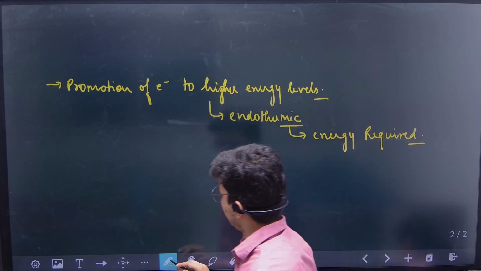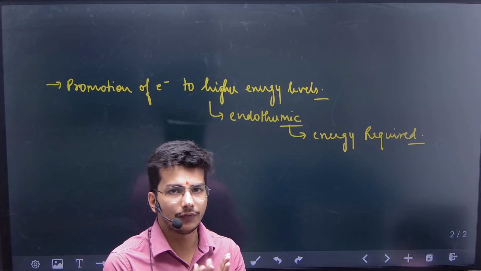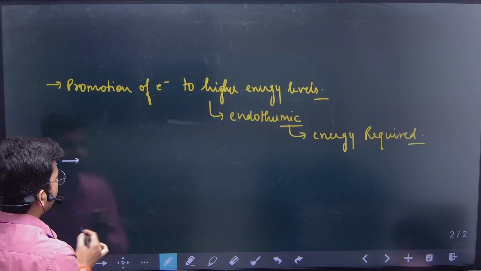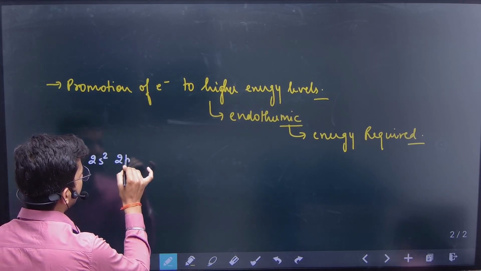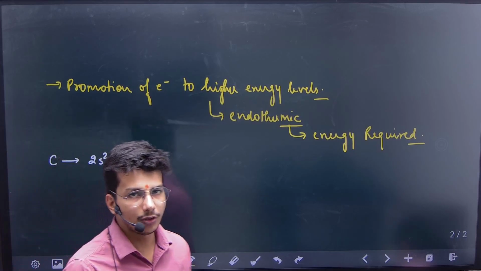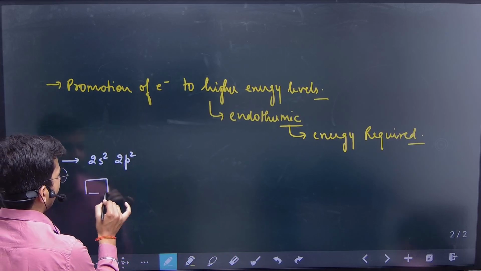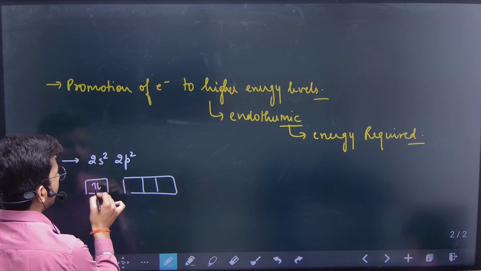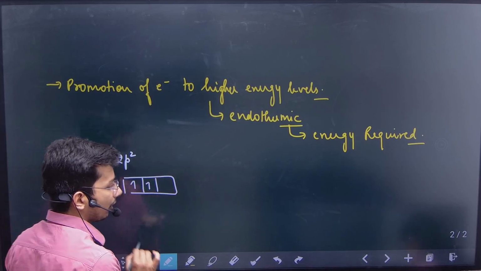So let's consider a basic example of CH4. Carbon, we know, has a valence shell electronic configuration of 2s2 2p2. If we draw the orbitals s and p here, we can see that 2 electrons are present in the 2s orbital and 2 electrons are present in the 2p orbitals.